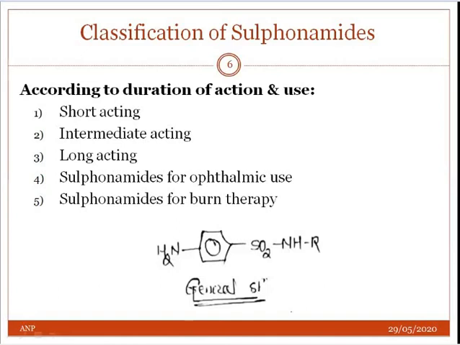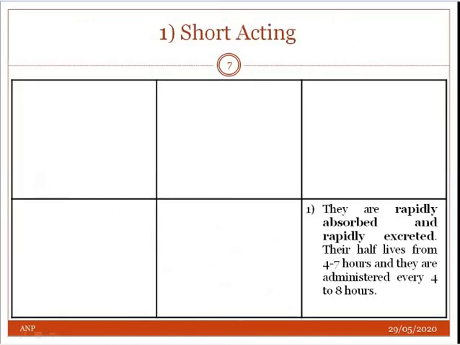So the first class from this is short acting sulfonamides. Why are they short acting? Because these sulfonamides are rapidly absorbed in the body and rapidly excreted. That's why they are short acting sulfonamides. Their half-life is generally from 4 to 7 hours and they are administered every 4 to 6 hours. Now what are the examples of short acting sulfonamides?